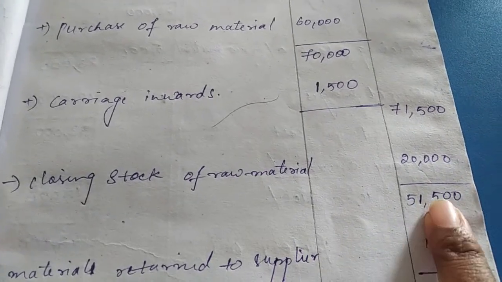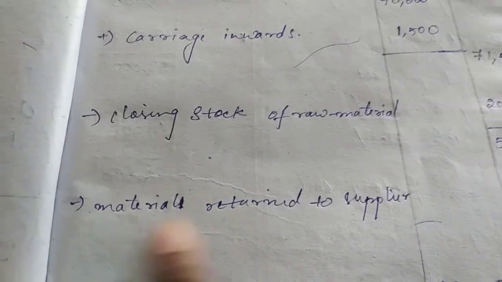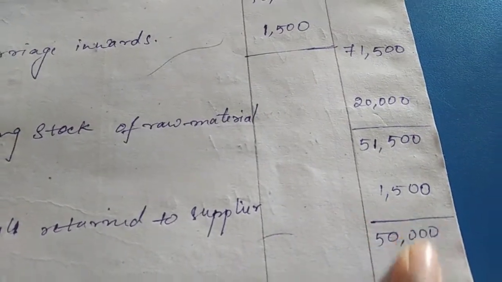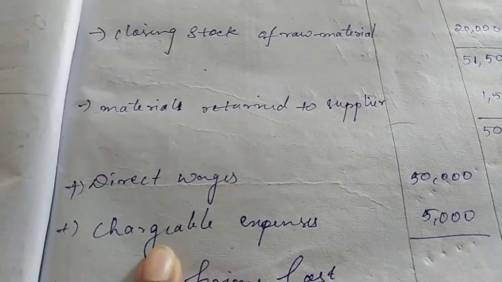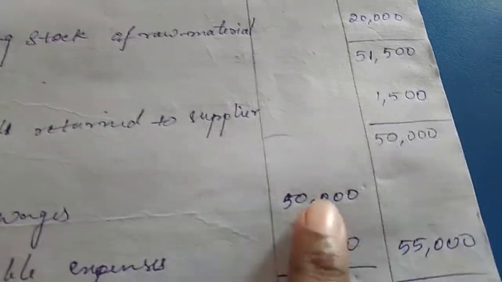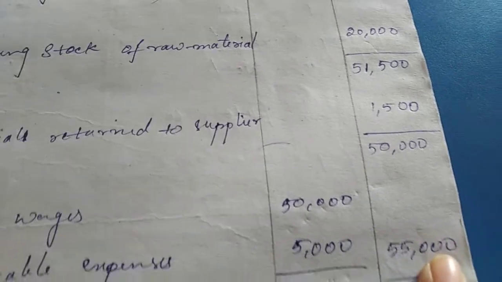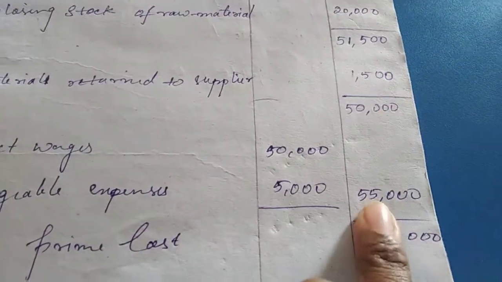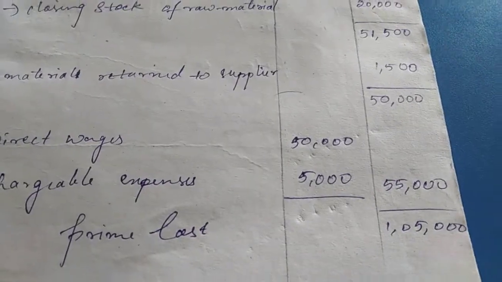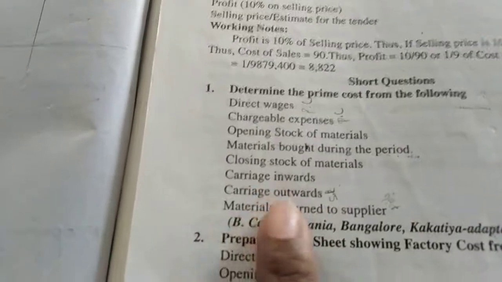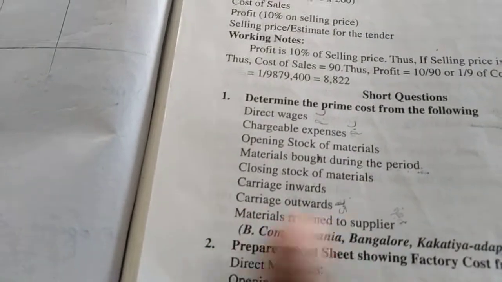So we got 51,500. Next, from that we deducted materials returned to supplier, 1,500. After deducting, we got 50,000. Next, direct wages and chargeable expenses. Both expenses together come to 55,000. Now add 50,000 plus 55,000. The total prime cost here is 1,05,000. In the question, one thing we have not taken: carriage outwards.